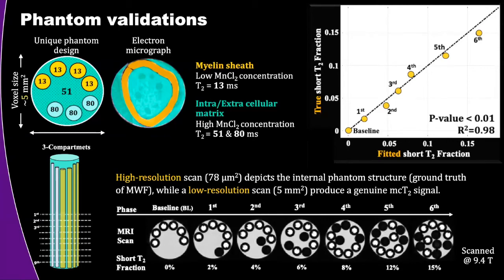We did the same on a two compartment phantom. As I said before, the algorithm automatically detects the number of components to be two or three. This was done on a 9.4 Tesla scanner.